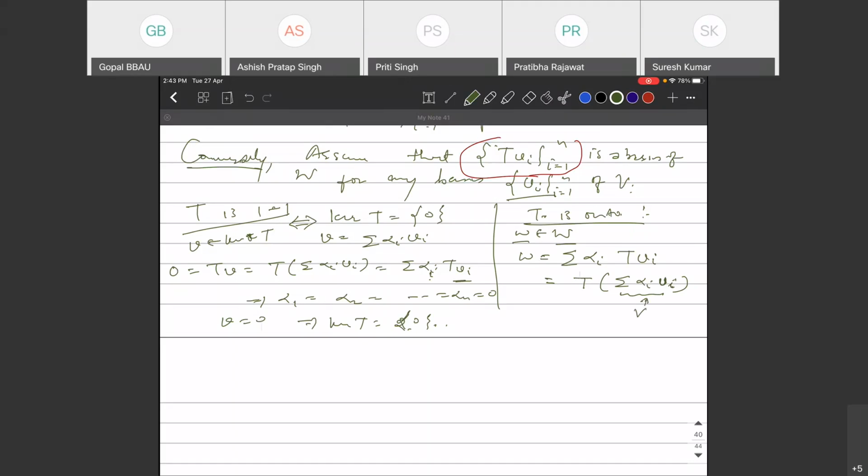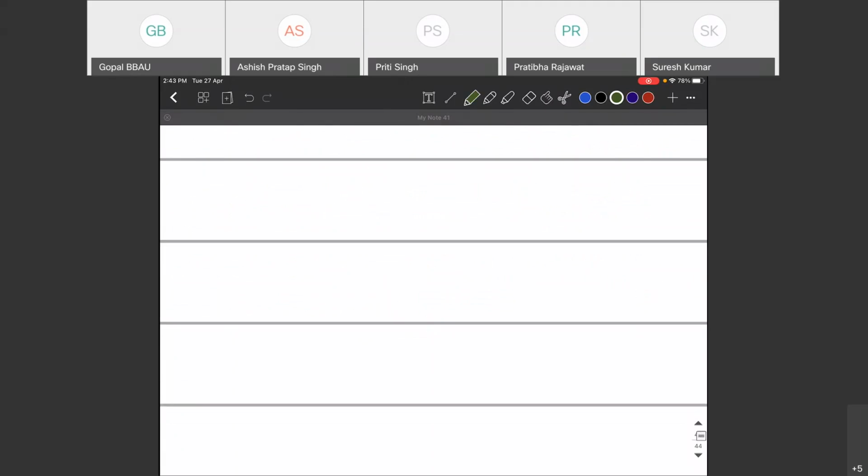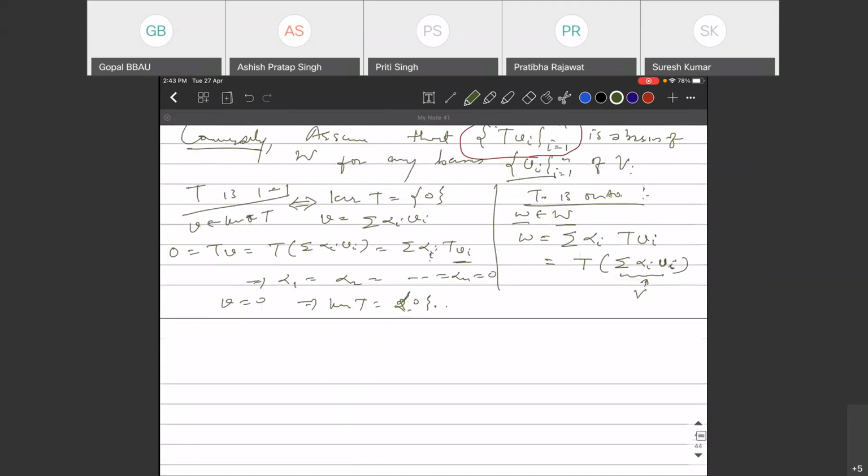Call this small v, so this is the preimage of w. So you get Tv equal to w. Correct? Any doubt?